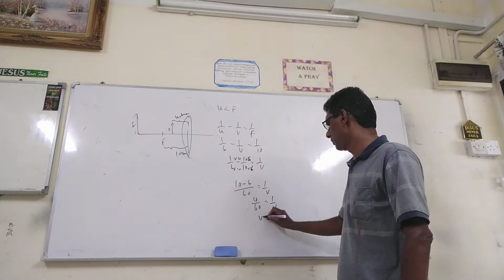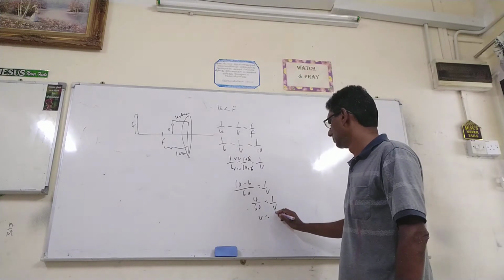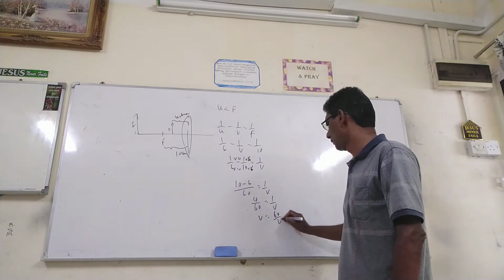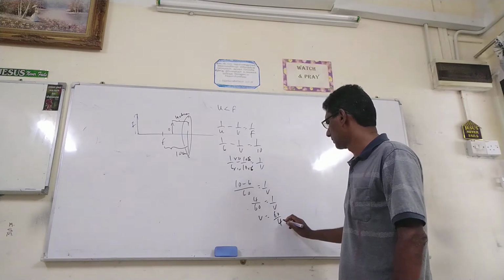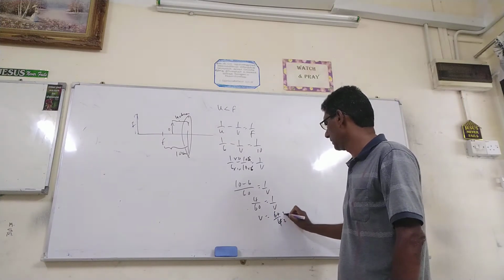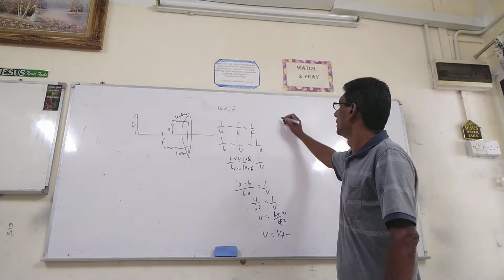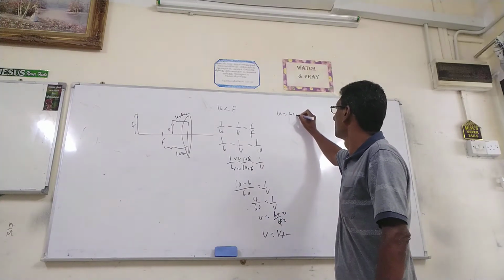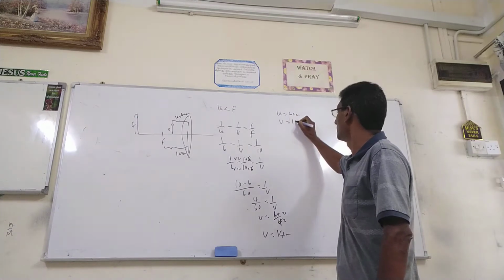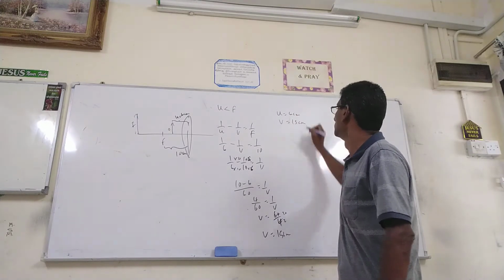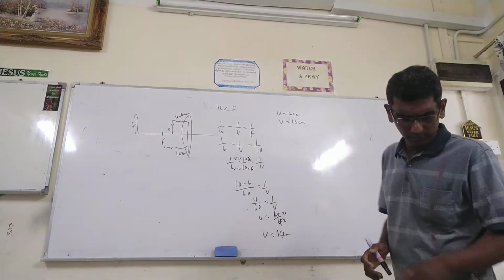Cross multiply: v equals 60 over 4, which is 15. So v equals 15 cm. So u equals 6 cm and v equals 15 cm.